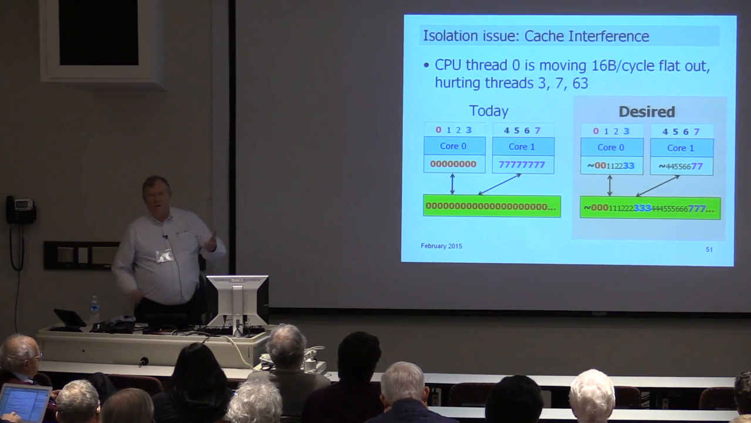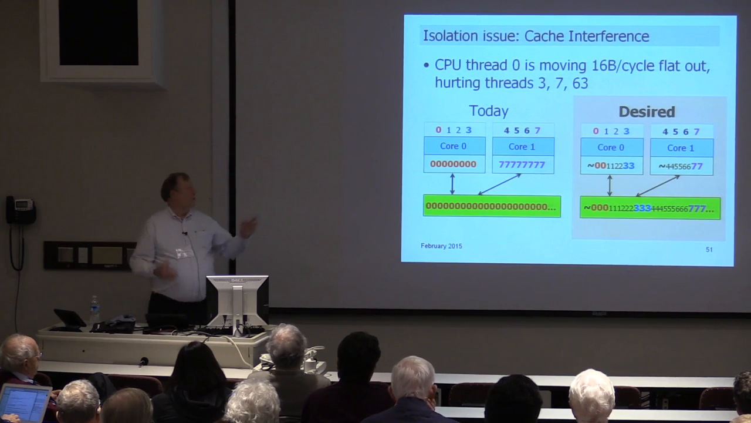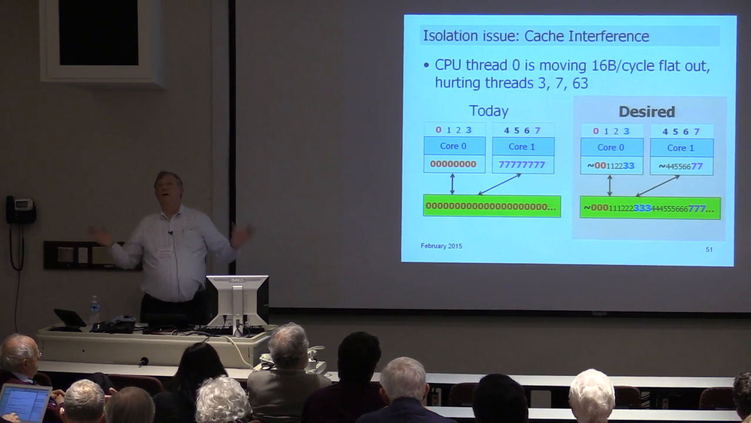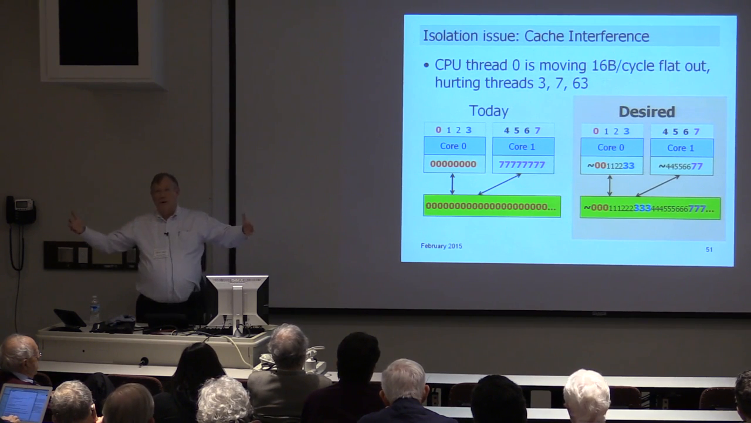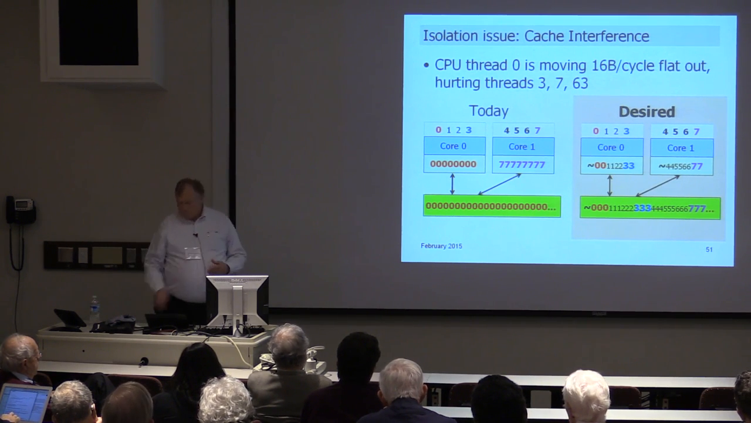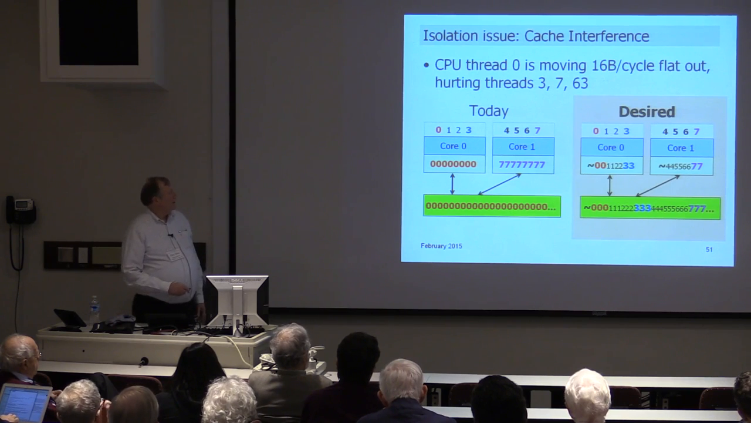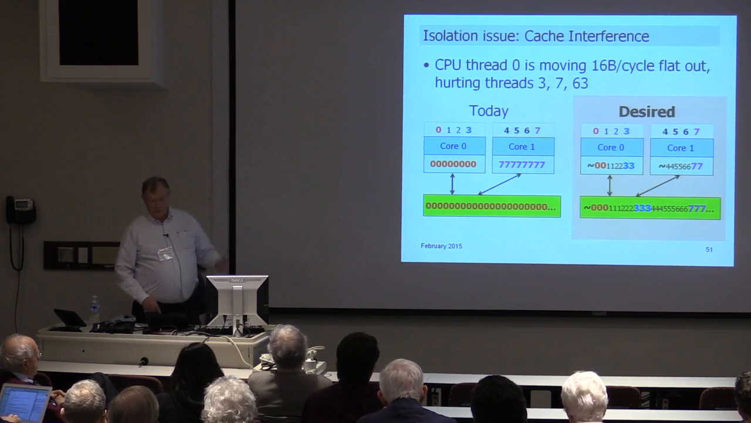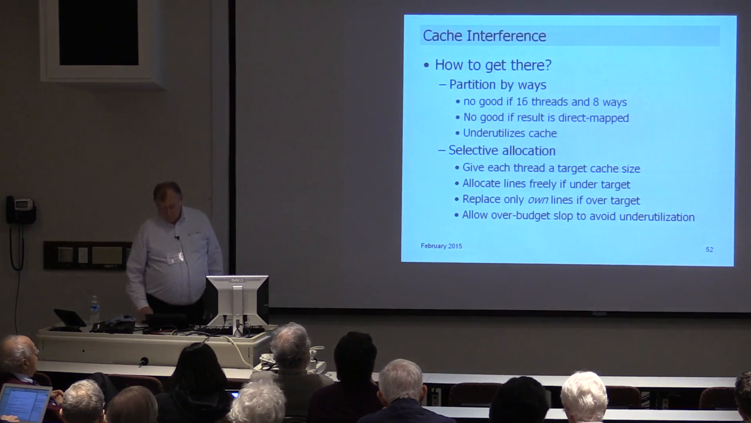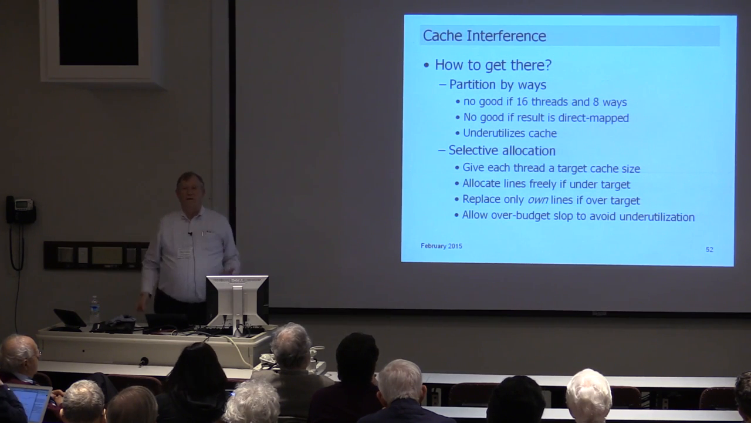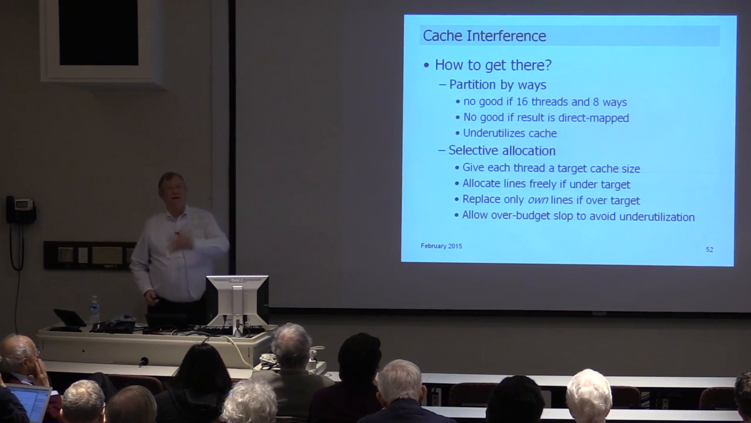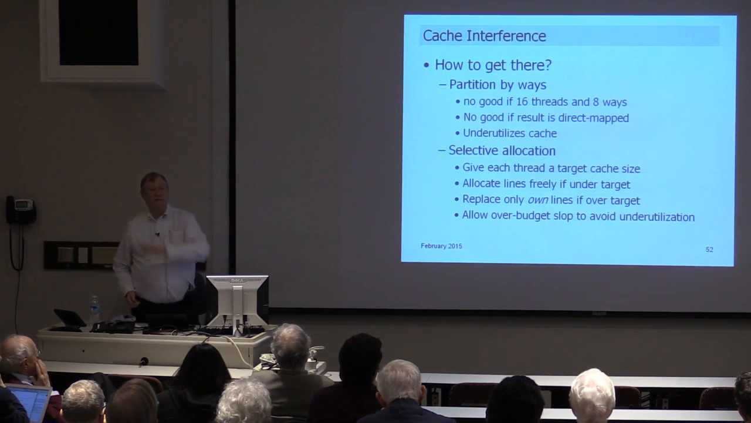And I say approximately because you want some slop. If CPUs 1, 2, and 3 aren't doing anything, they're all running the idle loop, you want CPU 0 to be able to use some of the cache, but to give it up quickly. But you'd like to reach that sort of environment when there's actual contention. And with this partitioning, if you have an eight-way associative cache and you have 16 different contending threads, you can't give each of them a 16th. You can give 0 or an eighth, or 3/8 or 2/8 or whatever.